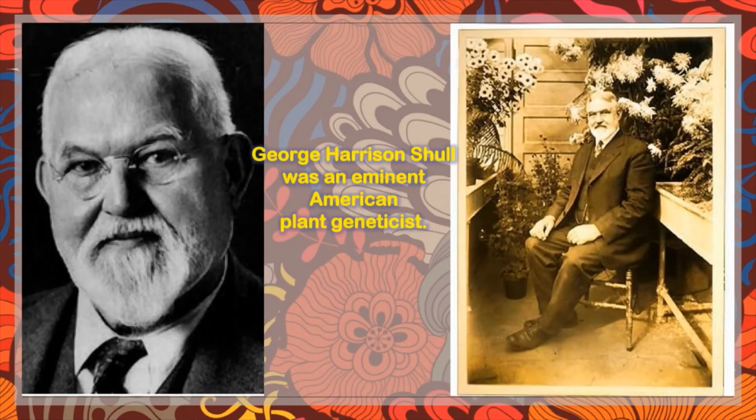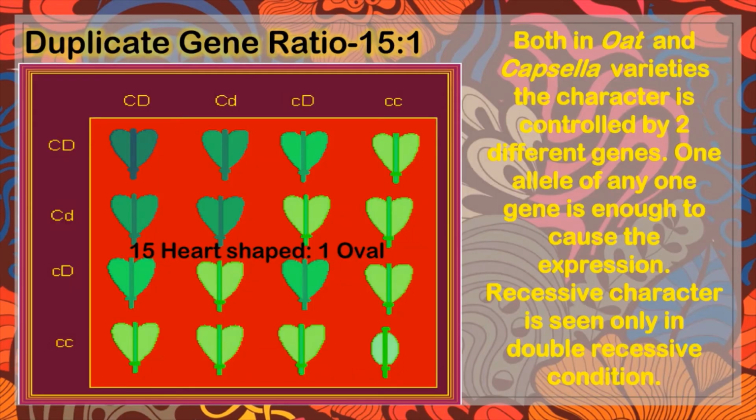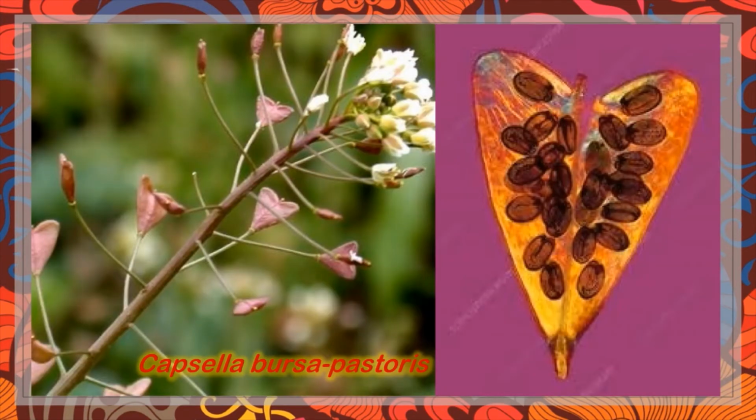For example, if we take 2 genes as A and B, if A is present, the same trait will come. If B is present, also the same trait will come. Any one of these 2 is enough for the expression of the trait. In the absence of both of these, in a double recessive condition, you get a different phenotype. This is called duplicate gene interaction.